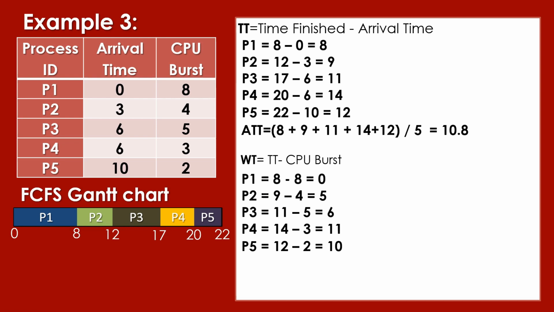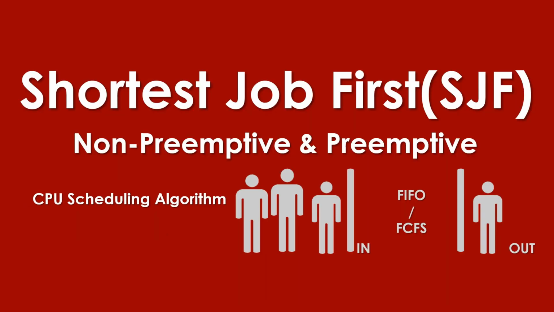So, let's compute for the average waiting time ng mga limang process na yan. So, we have here 0 plus 5 plus 6 plus 11 plus 10 divided by 5 processes, that is equal to 6.4.